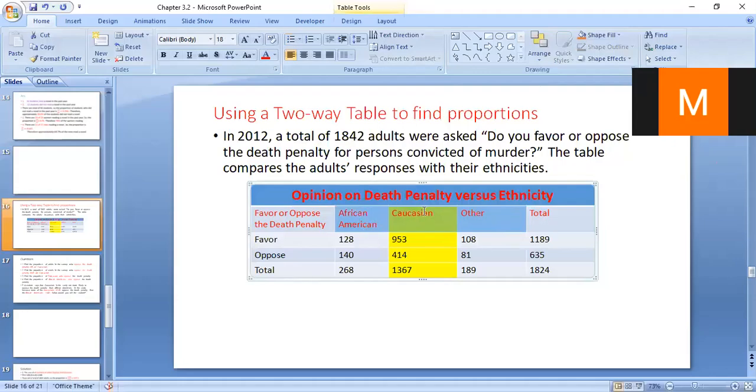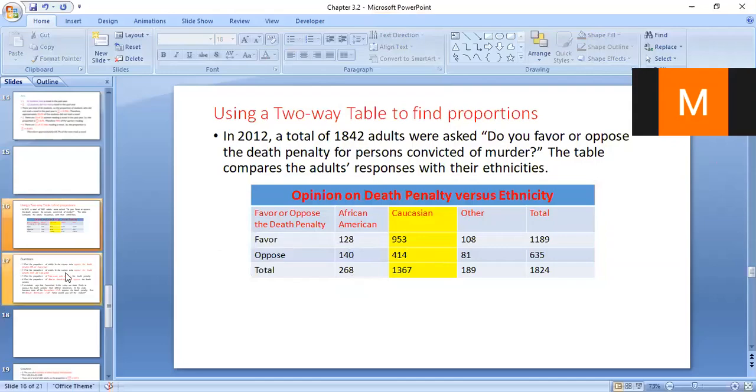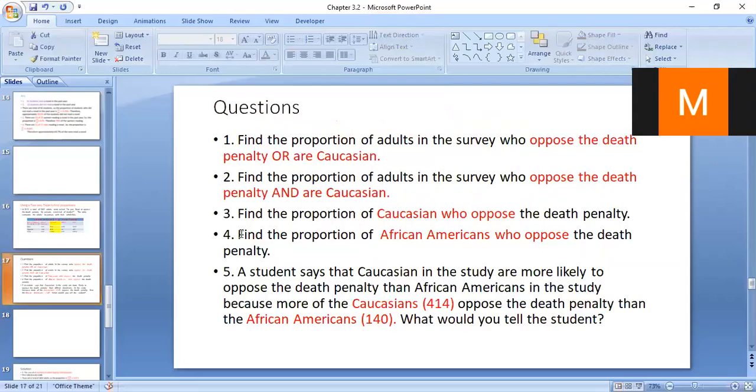African American, Caucasian, and on question 3 is the Caucasian, and 4 is African American. So then you look at the total of this one, right? And then of course for this one, you divide the number by the total, you find the proportion. Divide 414 by 1,367, you get the proportion. Any question about question 3 and 4 and 1 to 4 in this problem?